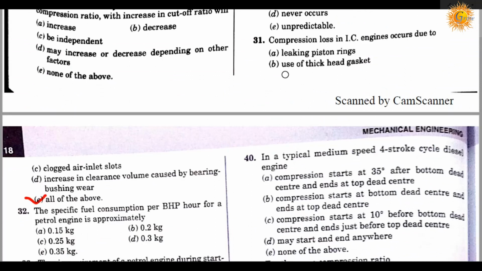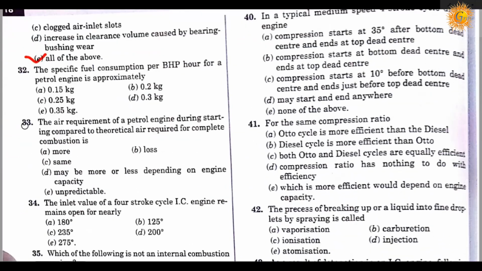Question number 32. The specific fuel consumption per brake horsepower hour for a petrol engine is approximately: option A 0.15 kg, option B 0.2 kg, option C 0.25 kg, option D 0.3 kg, option E 0.35 kg. So the correct answer is C, 0.25 kg.